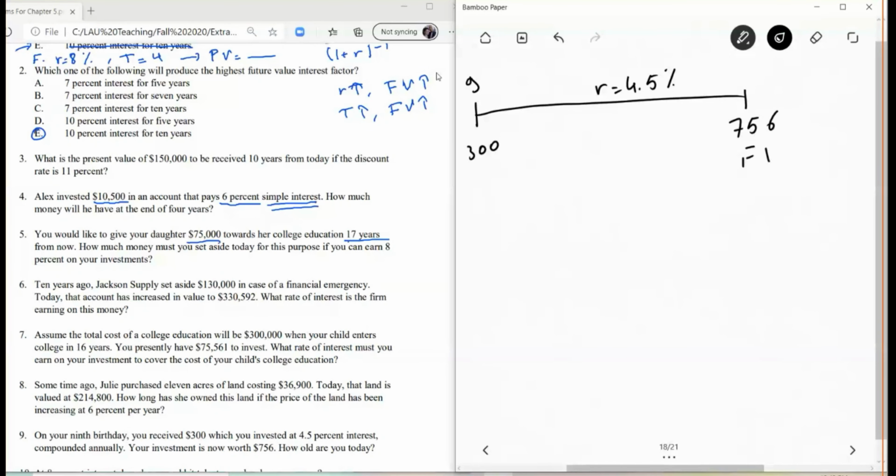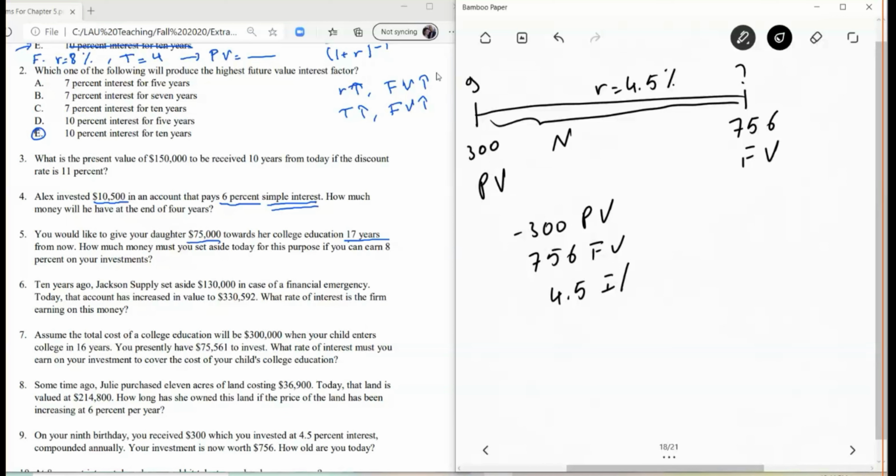So this is FV, this is PV. How old are you today? Now, in order to determine your age today, we need to find N. How many years passed since you were 9 years old? In this case, minus 300 is PV, 756 is FV, 4.5 is IY. And I can solve for N.